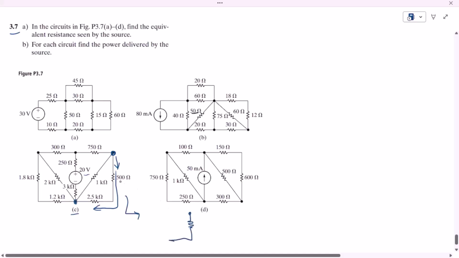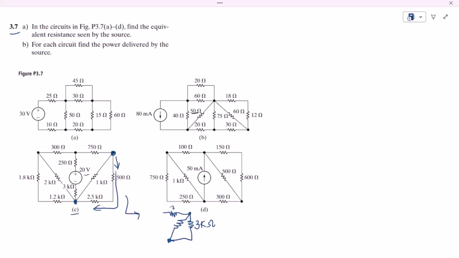This is basically the circuit, and here 500 plus 2.5k, which is 3 kilo ohm. Now taking these 2 points, the other resistors are the 750 ohm resistor, and with it another resistor, the source, and another resistor. You can see that the 2 points of these resistors, the 1 kilo ohm and 3 kilo ohm, are connected with each other, so these are in parallel with each other.